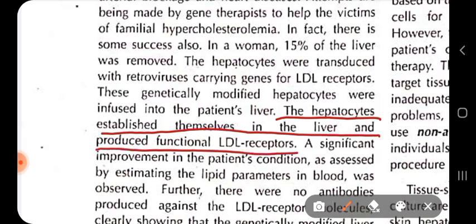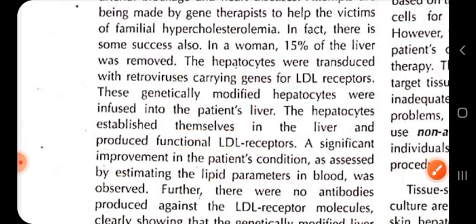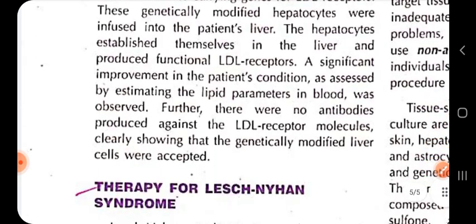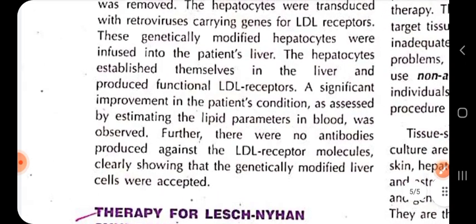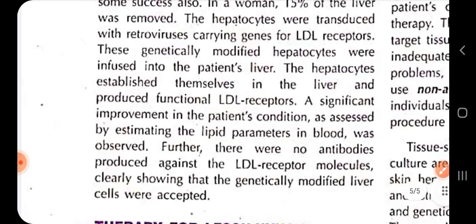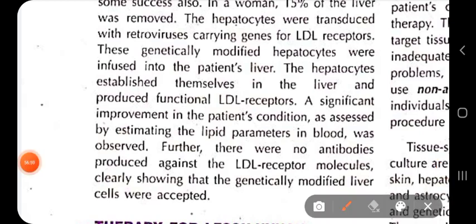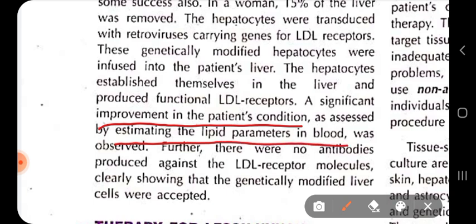So this is the success that we have seen. Okay. Nowadays, certain improvement is seen in the patient's condition, by observing the lipid parameters in the blood, so that no such rejection occurs. Okay.